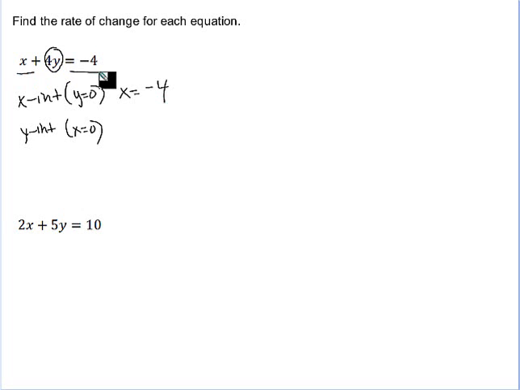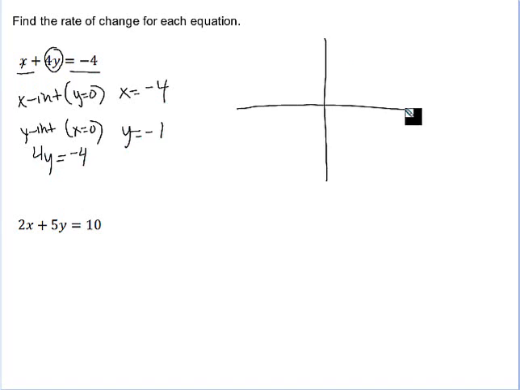Our y-intercept, so if our x is 0, we have 4y equals negative 4, or y is equal to negative 1. Now, in order to find this rate of change or the slope, we're going to plot those points. So x-intercept of negative 4, that'd be right there.